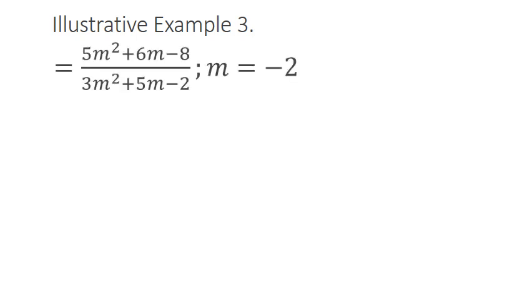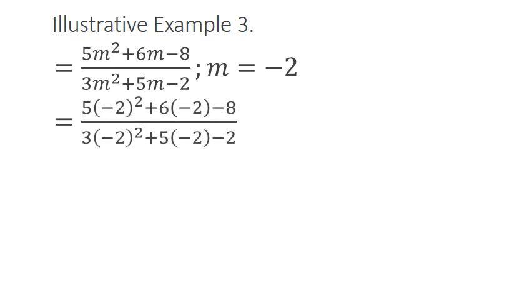Okay, last example. I have illustrative example number 3. I have here 5m squared plus 6m minus 8 all over 3m squared plus 5m minus 2. We're going to evaluate it using negative 2. Now, what do we have here? We have to substitute negative 2 on each m. That gives us 5 multiplied by negative 2 squared plus 6 multiplied by negative 2 minus 8 all over 3 multiplied by negative 2 squared plus 5 multiplied by negative 2 minus 2.